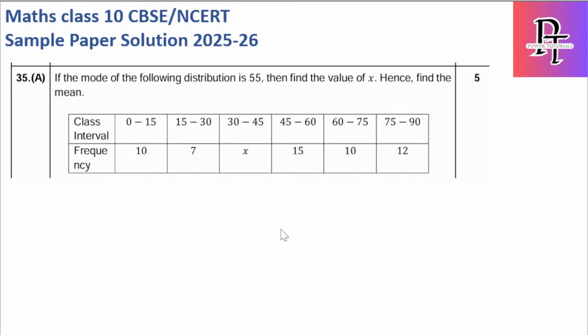So what is mentioned in the question? If the mode of the following distribution is 55, then find the value of x, hence find the value of mean. Okay, so simply first we need to use the mean mode formula, calculate the value of x, and then we have to substitute that x value here, and then we need to find the value of mean as well.